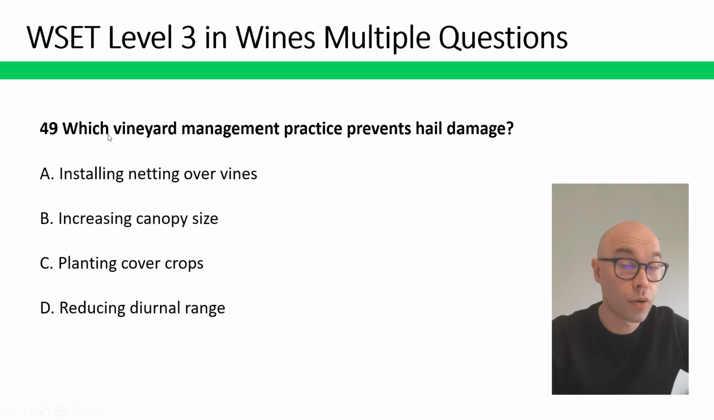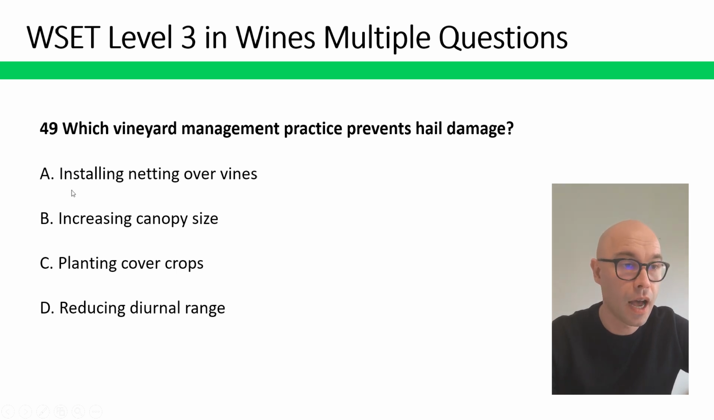Which vineyard management practice prevents hail damage? Installing netting over vines, increasing canopy size, planting cover crops, reducing diurnal range. The correct answer is A, installing netting over vines.